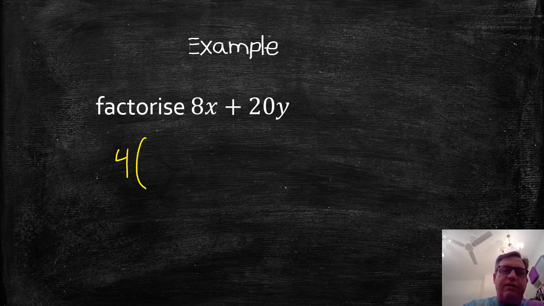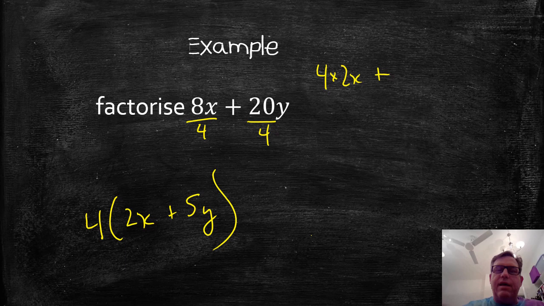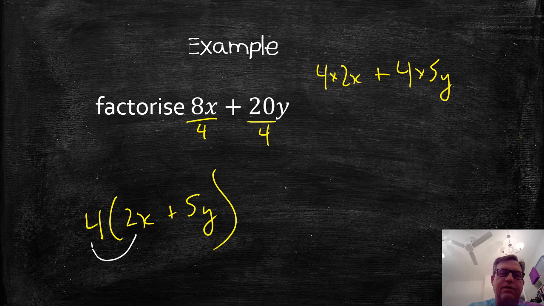So if I divide, I'll just move this down so we have a little more space. So I'm going to have 4. If I divide each of these by 4, 8x divided by 4 is 2x, and 20y divided by 4 is 5y. So that's what's going to be left when I pull the factor of 4 out. Another way of looking at this is 8x is 4 times 2x, and 20y is 4 times 5y. So I'm bringing that factor of 4 out in front. And again, we can check: 4 times 2x is 8x, 4 times 5y is 20y.